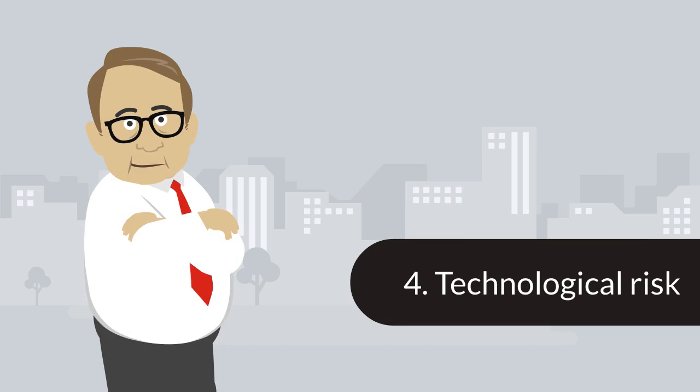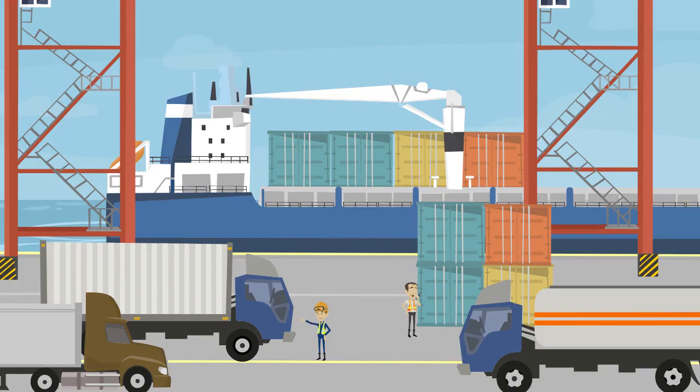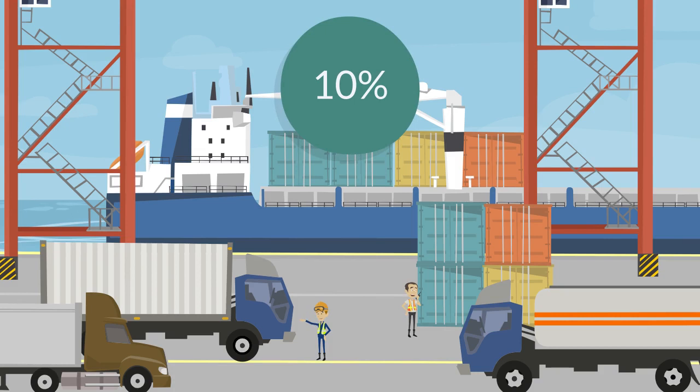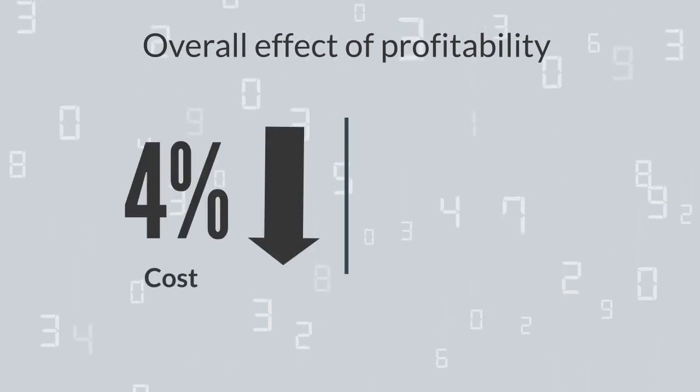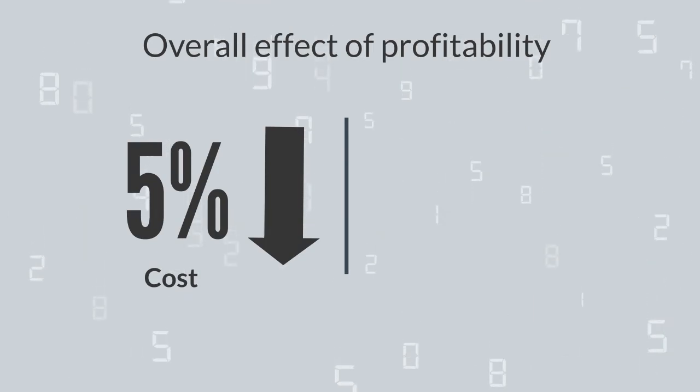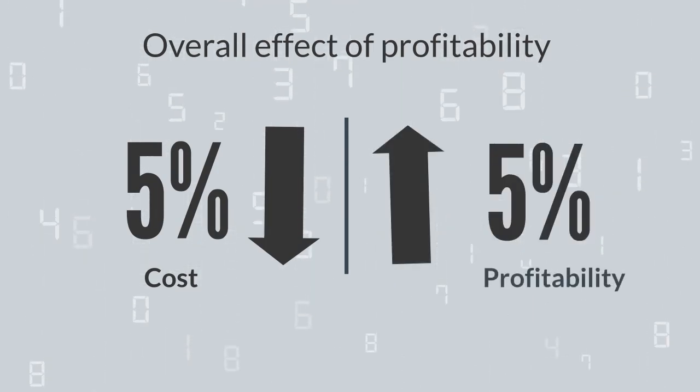Technological risk. And technology has become part of business today. A lot of things that we do technologically could reduce costs. One of the major international producers of lorries, trucks, has been able to reduce the fuel consumption by 10%. That is a big reduction. So the overall effect on the profitability of somebody running that lorry will be a 5% reduction in their costs. In other words, a 5% increase in their profitability.